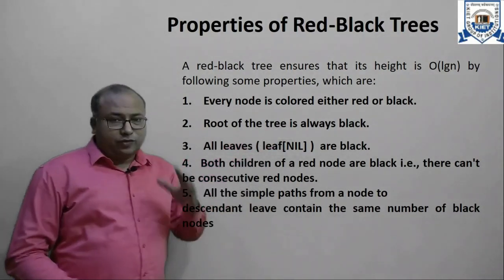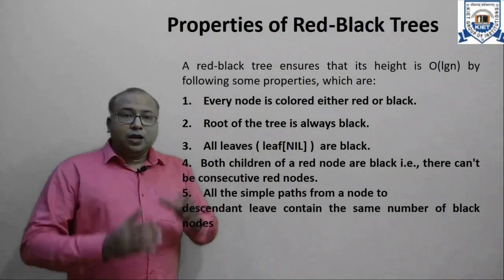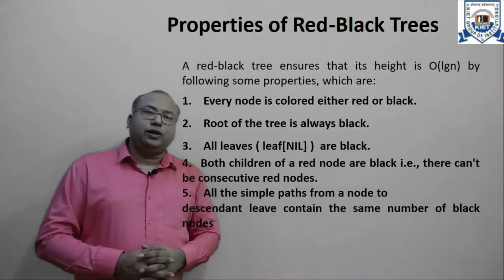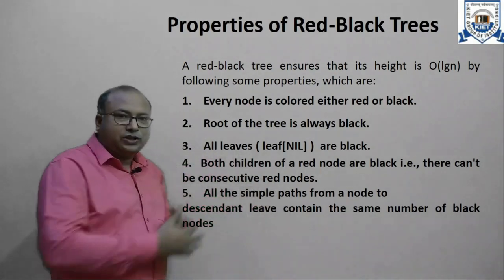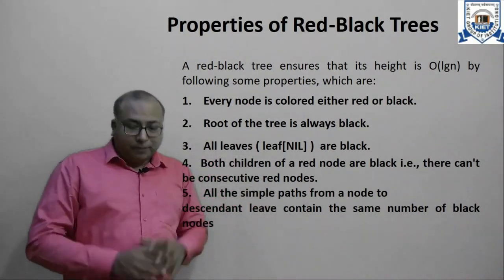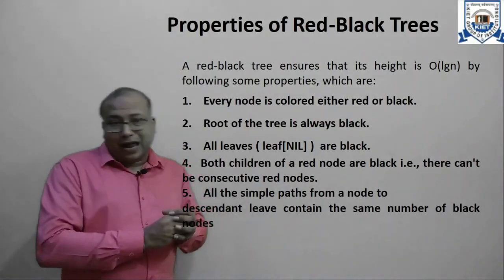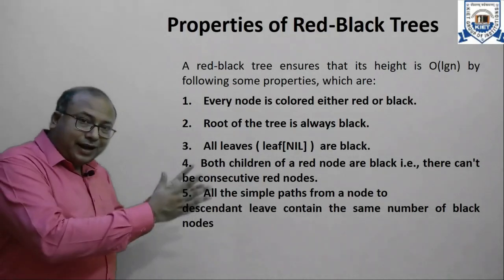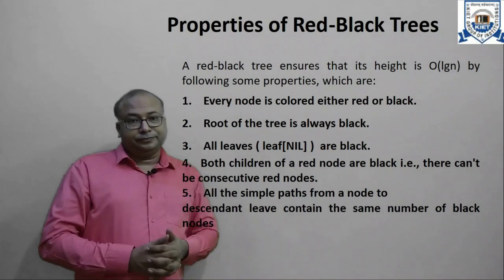Property number 4 is very important. It should be read very carefully. All red nodes must have black children only. That means if a node is red, then both of its children should be black. But there is no property about the black parent. So if a parent is black, its child can be red or black. But if the parent is red, its children should be black only, both of the children.